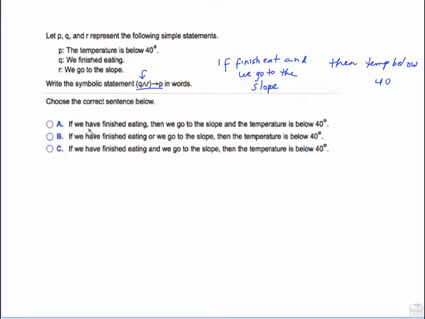So have to look through here and see which is which. Notice we had parentheses here, which is going to equate to a comma. That's going to knock this out. If we have finished eating or we go to the slope, nope. If we have finished eating and we go to the slope, comma, because that's where the end of the parentheses were, then the temperature is below 40 degrees.